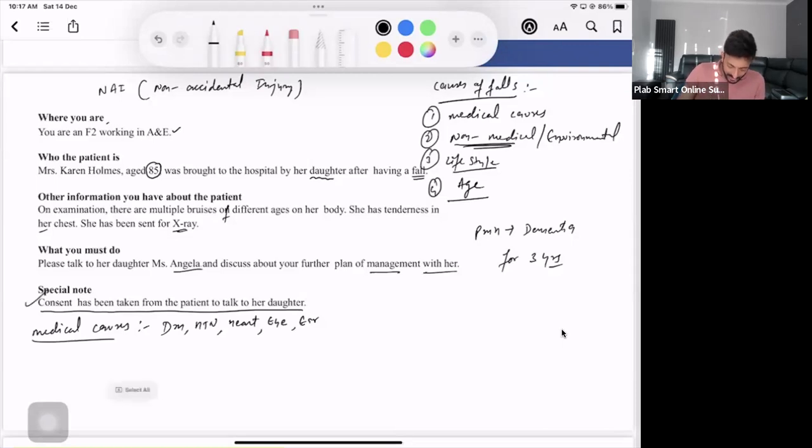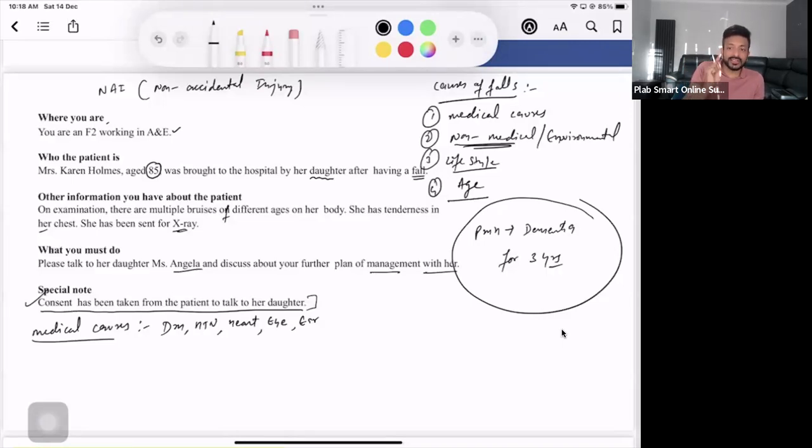It is written in the station, consent has been taken from the patient to talk to the daughter. When I was talking to the daughter, she mentioned that my mom has got dementia. It was diagnosed a couple of years ago. So if a person has got dementia, can they give consent? The answer is yes. In the later stages of dementia, sometimes they have the capacity. On the other hand, some other times they may not have the capacity. So it's a very, very tricky thing.